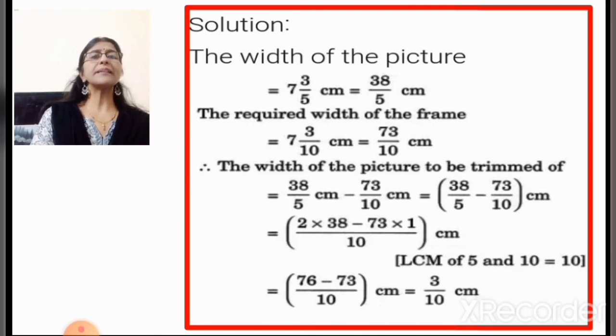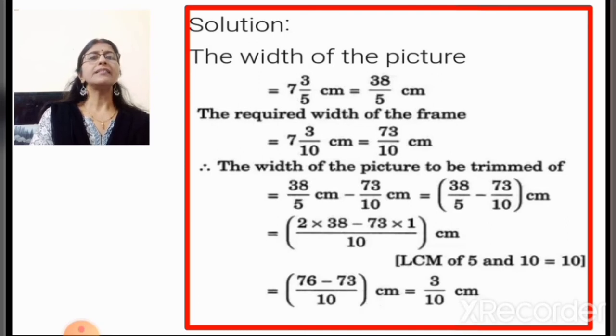So the width of the picture to be trimmed off is equal to 38/5 centimeter minus 73/10 centimeter. Now you can see both the fractions have different denominators. So we will take the LCM of 5 and 10. And the LCM of 5 and 10 is 10, because 10 is a multiple of 5. So we'll write 10 in the denominator.